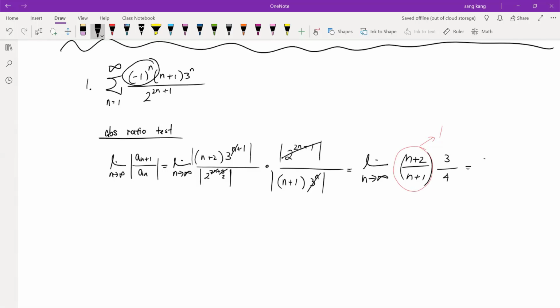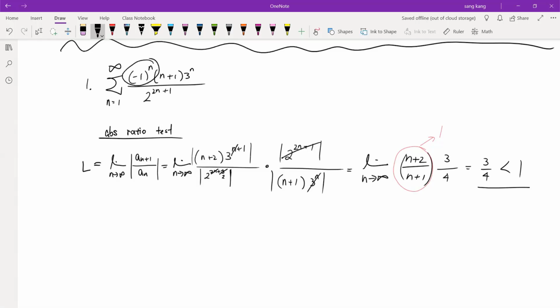So we're left with 3/4, right? I think some students would stop here. Just don't forget, this is equal to your L, right? And this converges when it's less than 1.